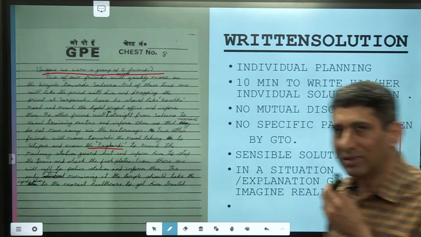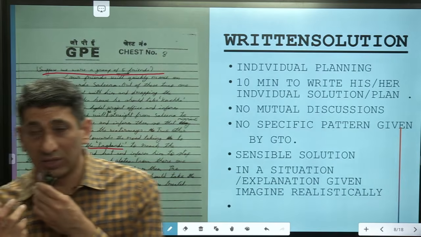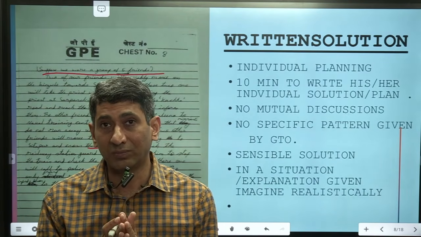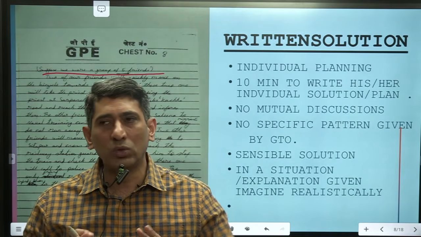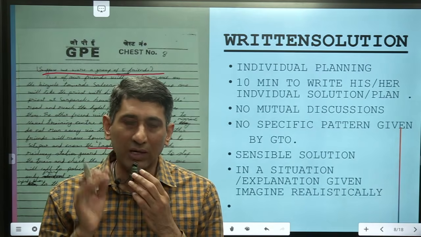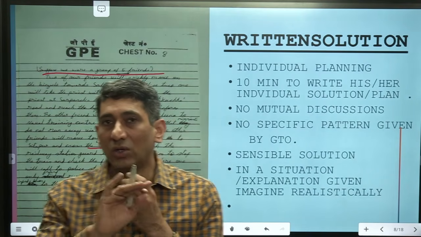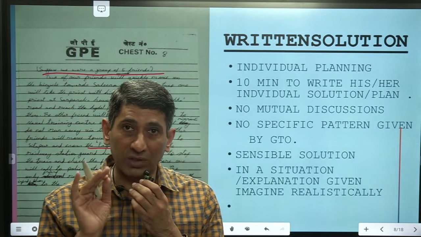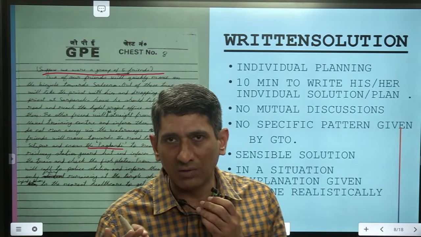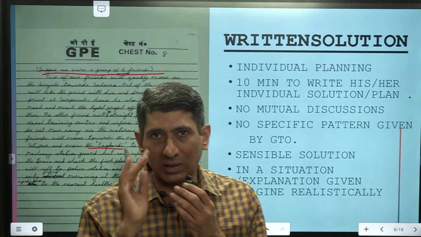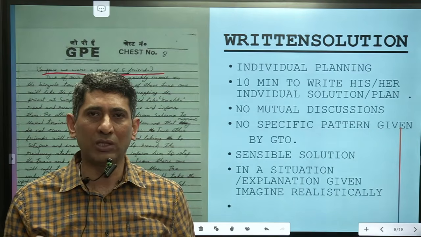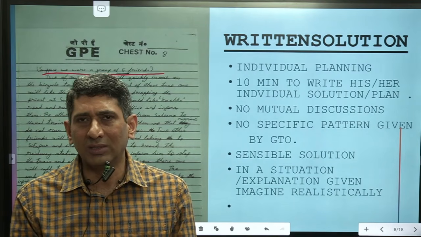Now after he takes back the narrative sheets, he will ask you to write down the individual solution. Don't try to see what the others are doing. Write down your solution. And while writing the solution, he is not going to tell you any specific template. I know there are a number of templates which are given in the media, and there are no negative marks for writing in a particular way.